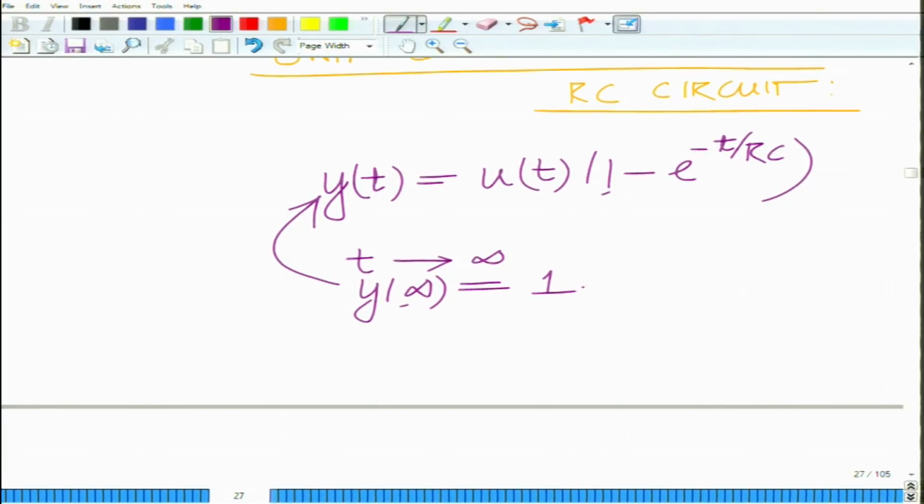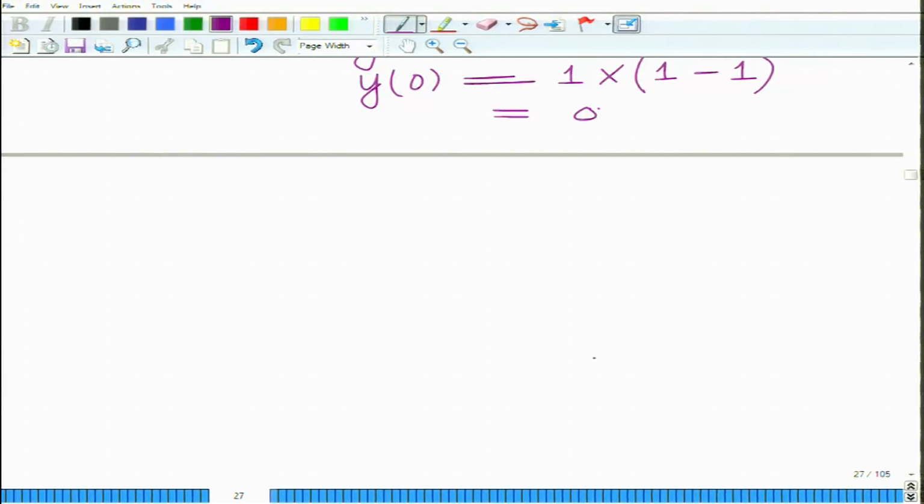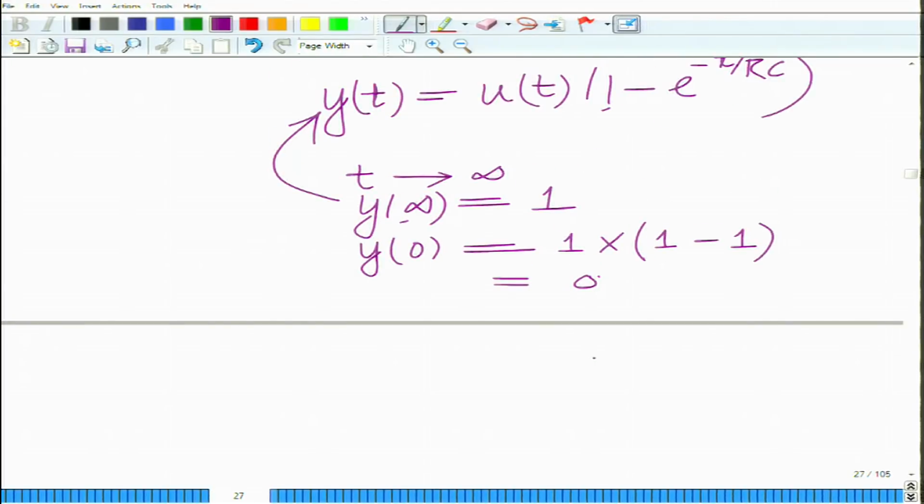Okay. Now, if you look at the initial value, y(0), that is also fairly clear. y(0) equals u(0), which is 1, into 1 minus e raised to minus t over RC, that is 1 minus 1, so this is 0. So, it starts from 0 and rises to 1, that is what we have seen. Now, final value is 1. So, this is the final value y infinity, the final value is 1.